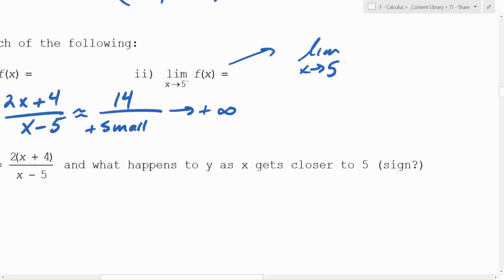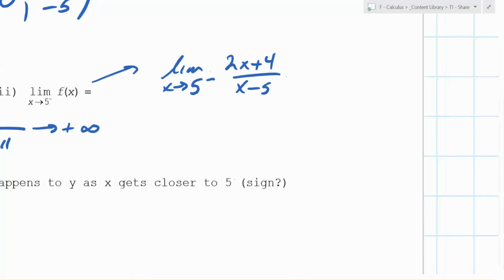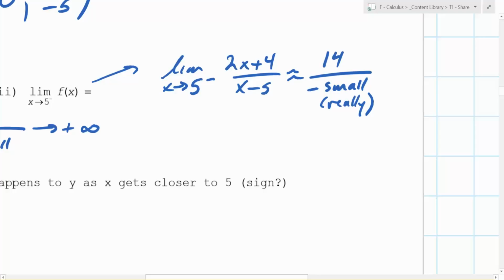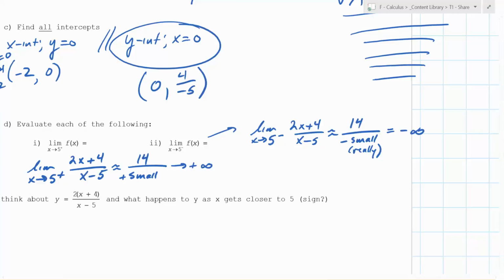For this other one, you're doing the same thing, but you're going to 5 from the left of 2x plus 4 over x minus 5. This is approximately 14 on top. That stays the same. What changes about the bottom? You're coming from the left of 5, so less than 5. So like 4, what's 4 minus 5? So this is going to be a negative small number. What's 14 over a negative small number? Is it going to be negative or positive? Negative infinity.